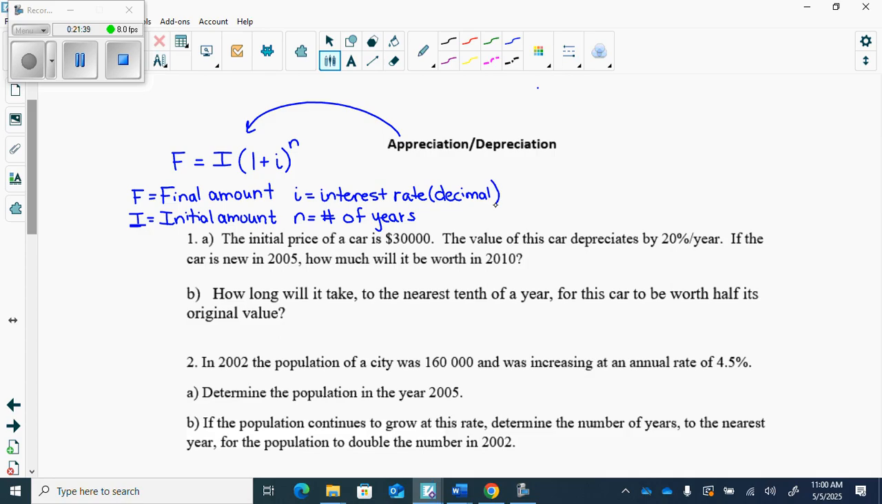What's the difference going to be in the formula for depreciation or decreasing? What do you think we're going to do instead? On my side, it's the only difference. Yeah.